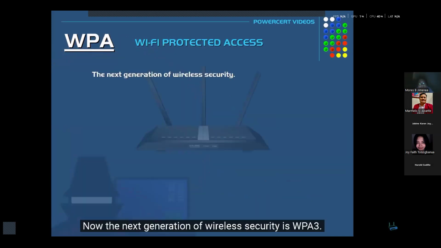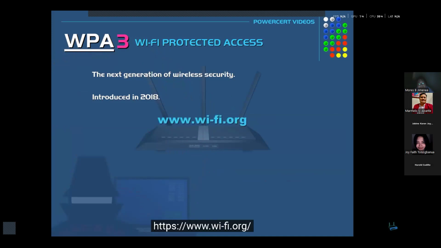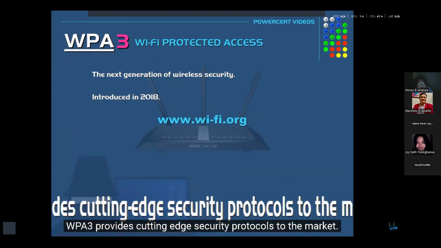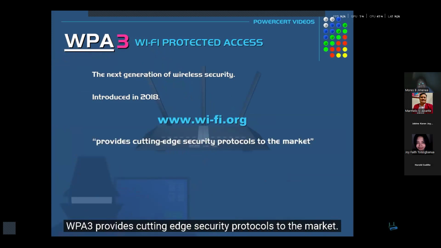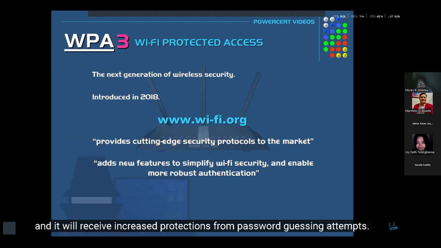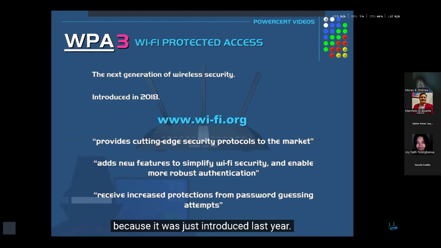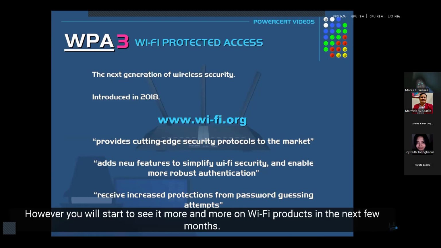Now, the next generation of wireless security is WPA3. WPA3 was introduced in 2018, and according to the official Wi-Fi website, wifi.org, WPA3 provides cutting-edge security protocols to the market. It adds new features to simplify Wi-Fi security and enable more robust authentication. And it will receive increased protections from password guessing attempts. Now, WPA3 won't be available on every Wi-Fi router that you purchase today, because it was just introduced last year. However, you will start to see it more and more on Wi-Fi products in the next few months.